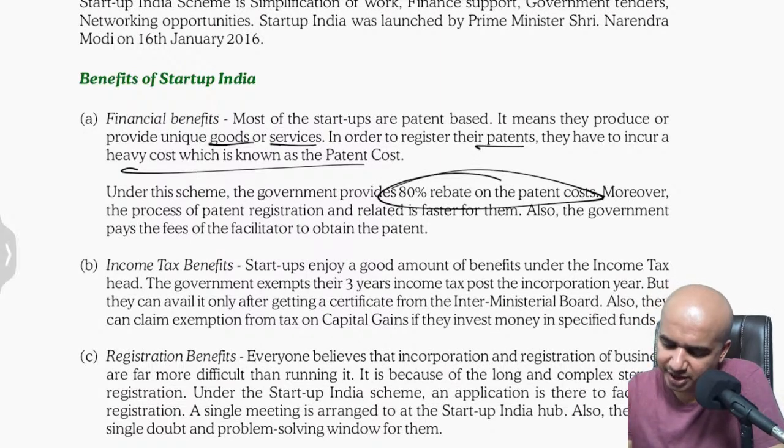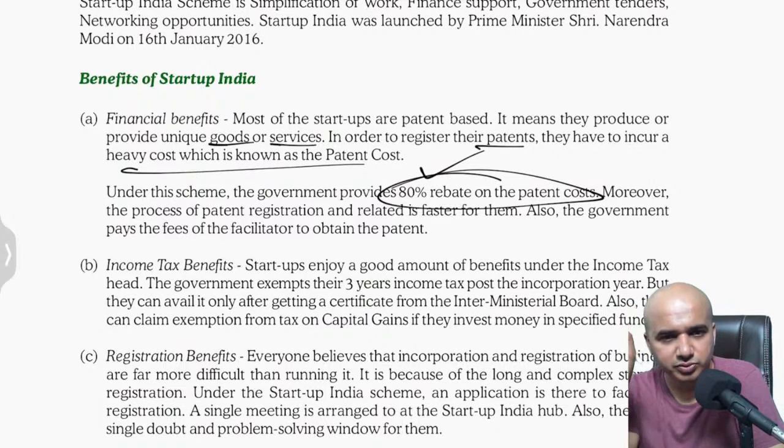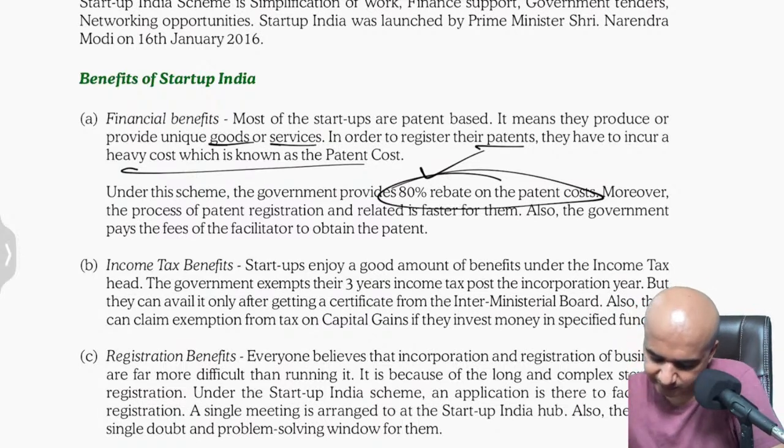So if you are providing a unique service, what if tomorrow someone tries to copy your service? So what you do, you get your service patented, saying, I started this thing. If someone wants to do the same thing again, they'll have to pay me first because I own the patents. But to get that, it's very expensive. That's why the government is telling you it will be given to you at 80% discount, basically. That is the thing.